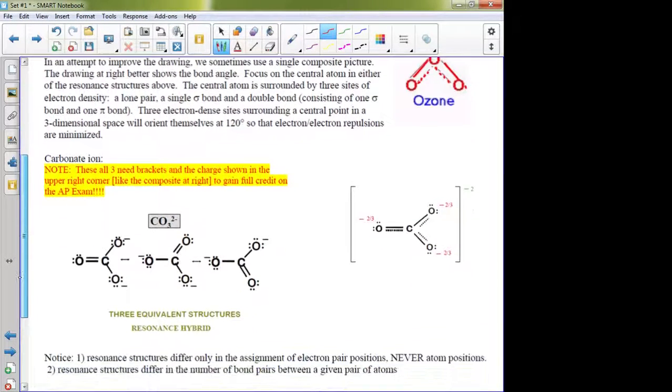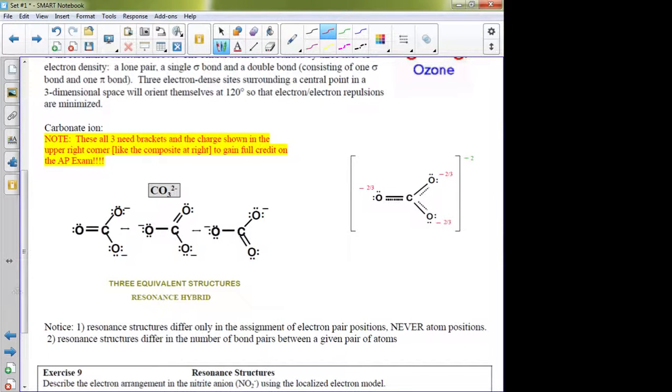Same thing with carbonate. Carbonate is CO3 2 negative. The only problem I have with this is they should have put brackets around this and put a 2 negative symbol there. Because remember, if it's a negative or a positive ion, we've got to put brackets and we've got to put charges. You would do all 3 of them.